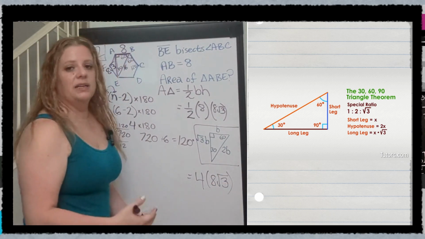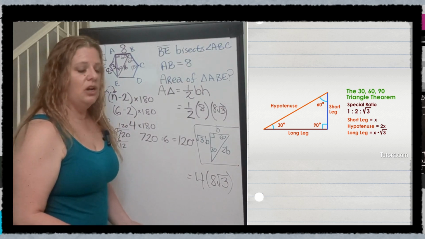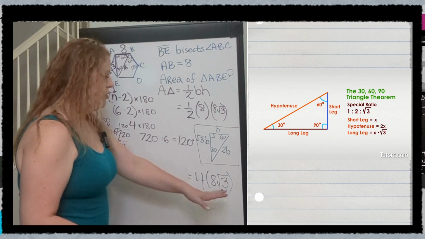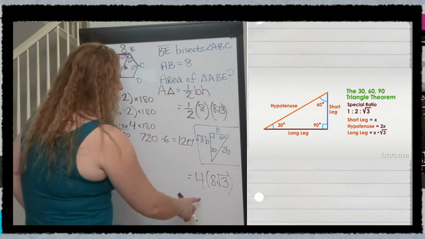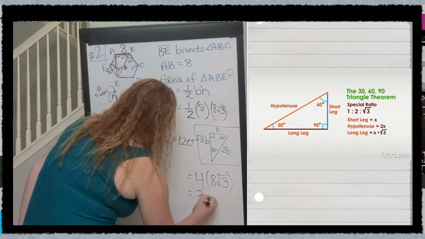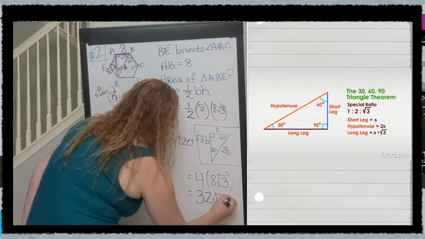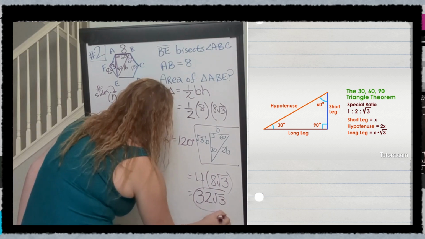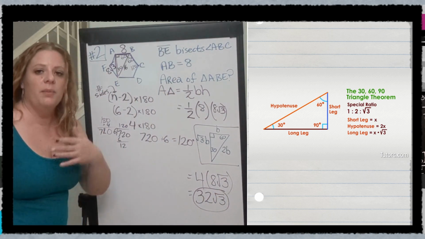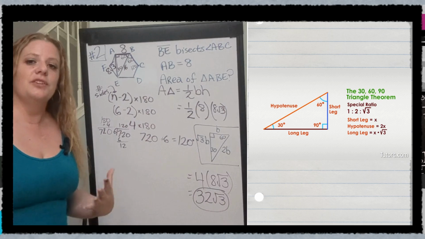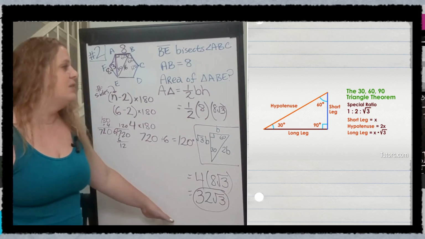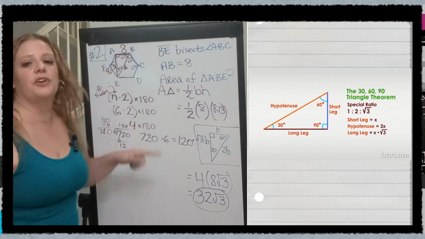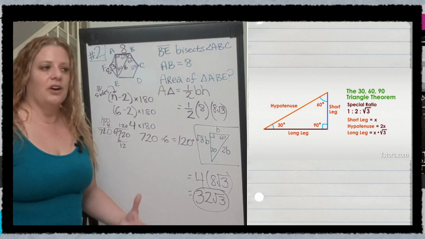If you put this in a calculator, it's going to give you a decimal answer. The best thing to do is treat that square root of 3 kind of like it's an x. We're just going to leave it as is. Okay, 4 times 8 is 32. And I'm going to leave square root of 3 after it. So on my problem, the area of the triangle is 32 square root of 3. Yours is going to be a little bit different because you're working with a different number on your sides.